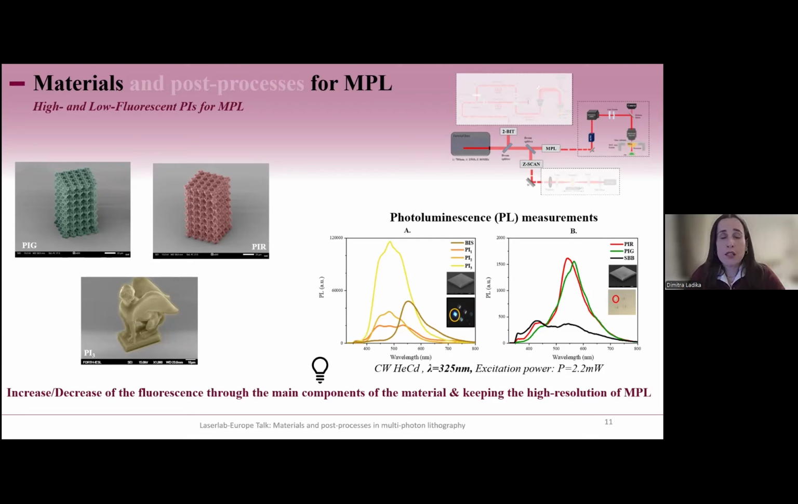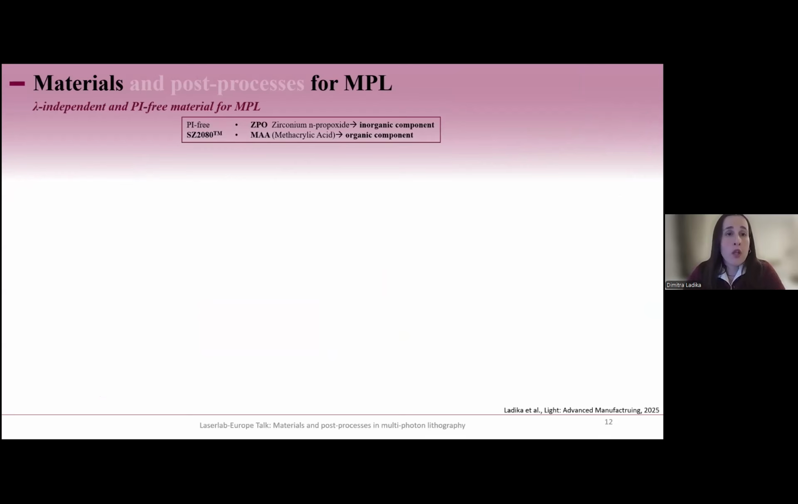However, as I said, PIs can be an advantage, but they can also be a disadvantage. They are photosensitive molecules. They're usually powders. Maybe they're not dissolved in the material that we want to use. Maybe they show usually intrinsic coloration. They can be toxic for a lot of applications. So for this reason, we thought, what would happen if we didn't have PIs at all? And this is what we studied.